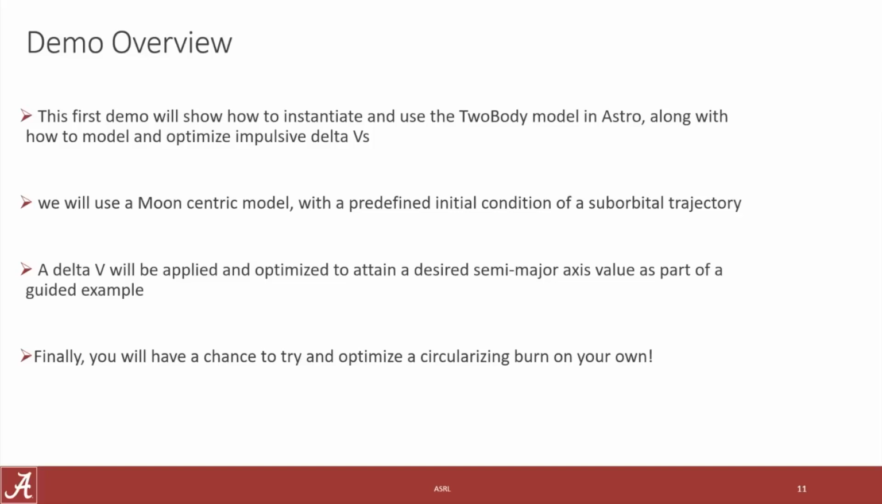Once we've walked through that part together, we're going to take a break, and you as users will try to write your own code to append a new phase to an optimal control problem that writes a circularizing burn. And then, of course, we'll go over the solutions together.